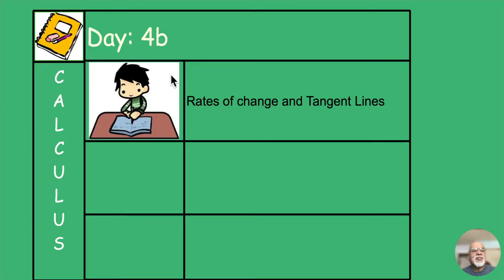Welcome back. As I had promised, I broke day 4 up into two parts. 4A was regarding calculating various limits. And today we're going to take a look at the second part of that, which is now looking at rates of change and tangent lines.